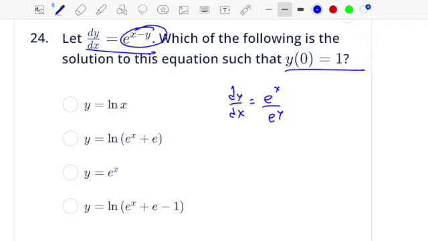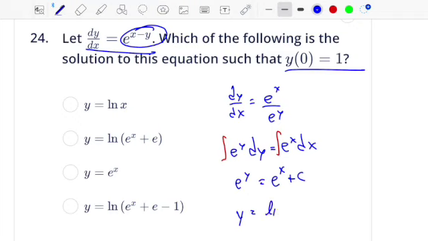It's going to be e to the y dy is equal to e to the x dx. Integrate both sides. And it's going to be e to the y equals e to the x plus c. Take the natural log of both sides. We've got y equals natural log of e to the x plus c.